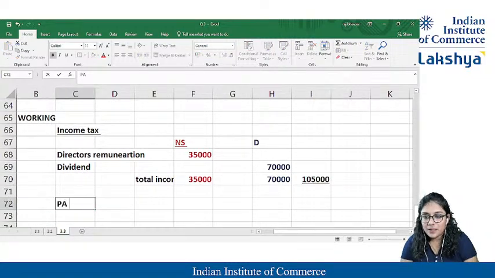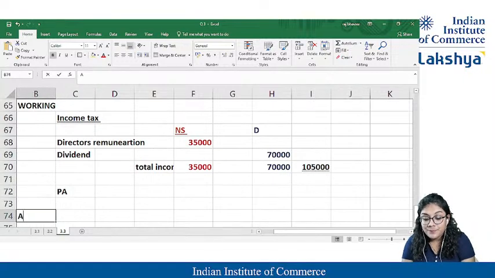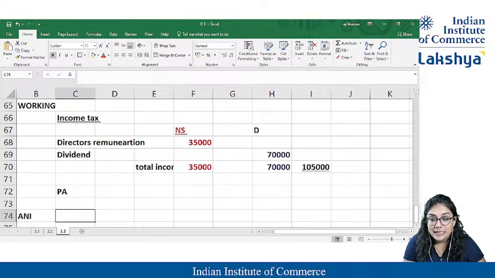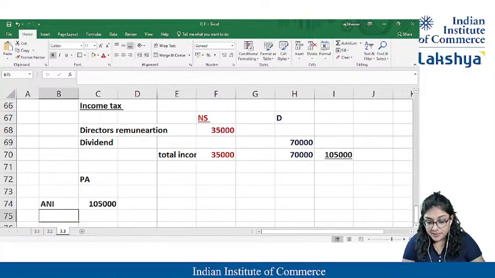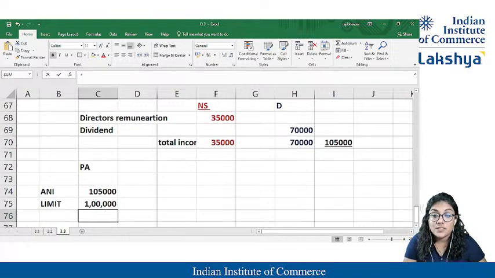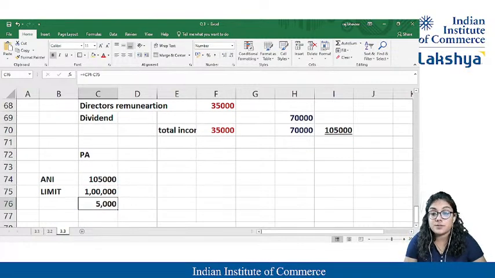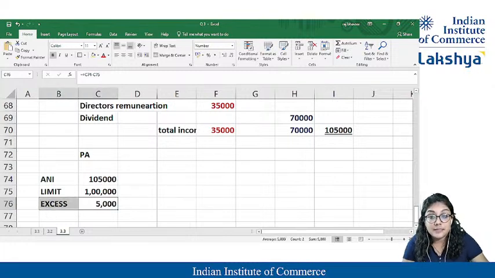For my personal allowances, the first thing I have to calculate is ANI. If I'm calculating ANI, my adjusted net income, my total income will be this. I have to carry on with that one. What is my limit? The limit is restricted to 1 lakh. So something extra, ma'am. This is an excess amount. On excess, we have to calculate what? 50%, guys. 50%.